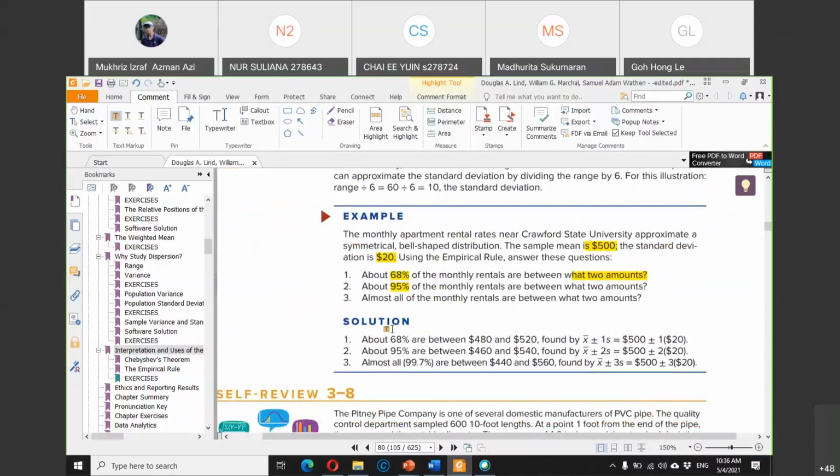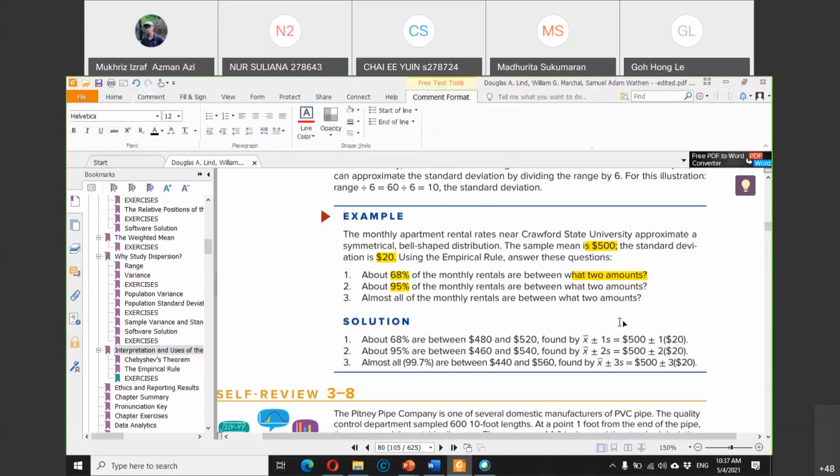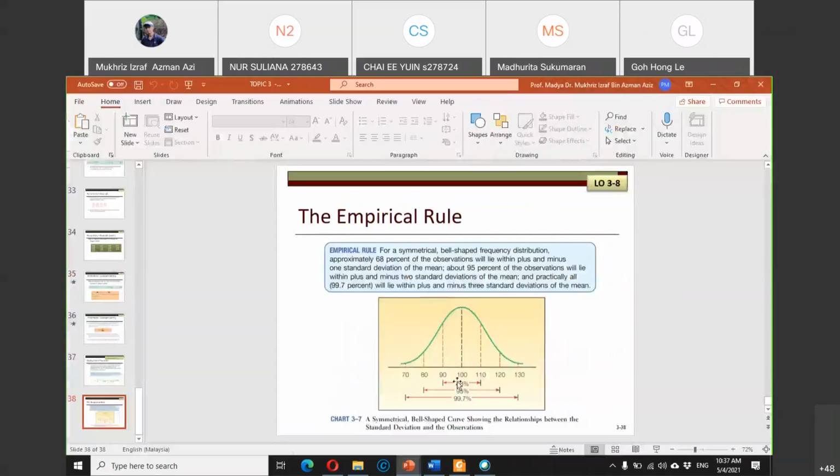If you look at this simple solution here, about 68% is between plus or minus 1. The formula is simple: x bar plus or minus 1 multiplied by your standard deviation. So 500 is the mean, plus or minus 1 multiplied by s, which is 20. So 500 minus 20 gives you 480, and 500 plus 20 gives you 520. So the range is within 480 to 520 for 68%.